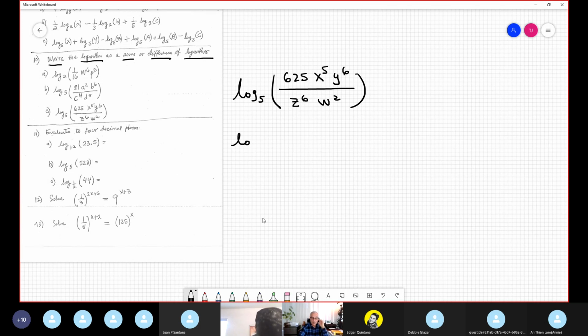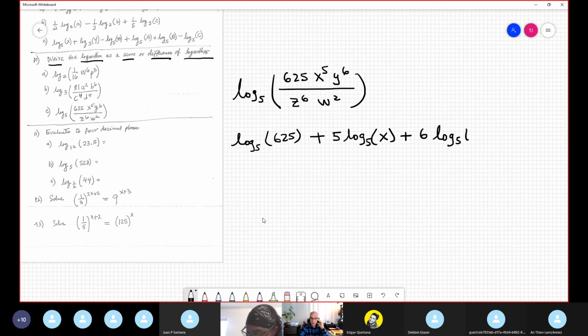You copy logarithm base 5 of 625 plus, because it's multiplication, 5 times logarithm base 5, which is super easy, of x. Plus again, because it's multiplication, 6 times. The exponent you put as a factor in the front.